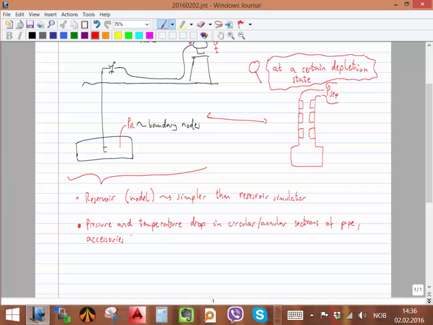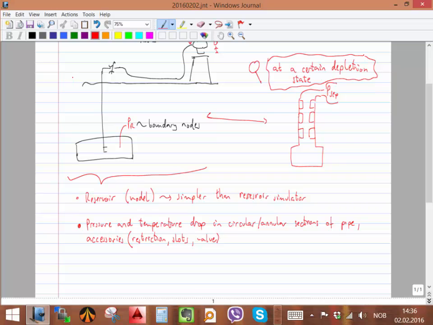These accessories are restrictions. We can call them restrictions, slots, valves. For example, the well below the surface has a downhole safety valve. And passing through that valve is going to cause some pressure change and some temperature change. So, valve.